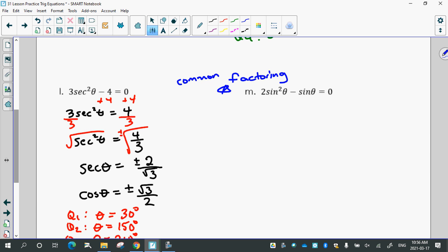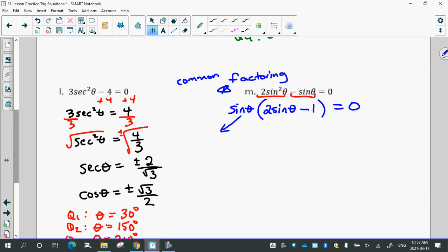Okay, so if you know it's common factoring, what's in common on this side? Sine theta, good. So sine theta times, and then you're going to divide each of these chunks by sine theta mentally. So 2 sine squared theta divided by sine theta is 2 sine theta. Minus sine theta divided by sine theta is 1. So now you've got 2 things multiplying together giving you 0. And the only way that's true is if one of them is 0.